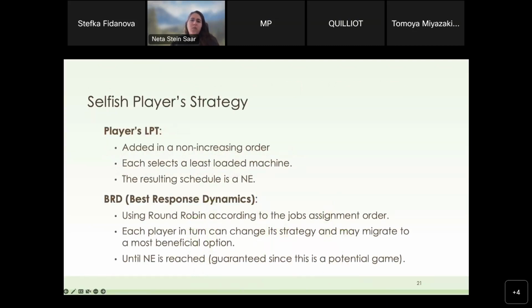Okay, so once the leader completes assigning the control jobs, the selfish jobs join the schedule. So we also need to consider the selfish players' strategy. We have first the players' LPT, which is the same as we showed for leader LPT, just scheduling in non-increasing order on the least loaded machine. And we have BRD, best response dynamics, which is the most common algorithm for reaching a Nash equilibrium. We use a round robin according to the jobs' assignment order. It's basically a local search method in which the players, in their turn, can change strategy one at a time. Also, it is known that BRD converges to a Nash equilibrium.